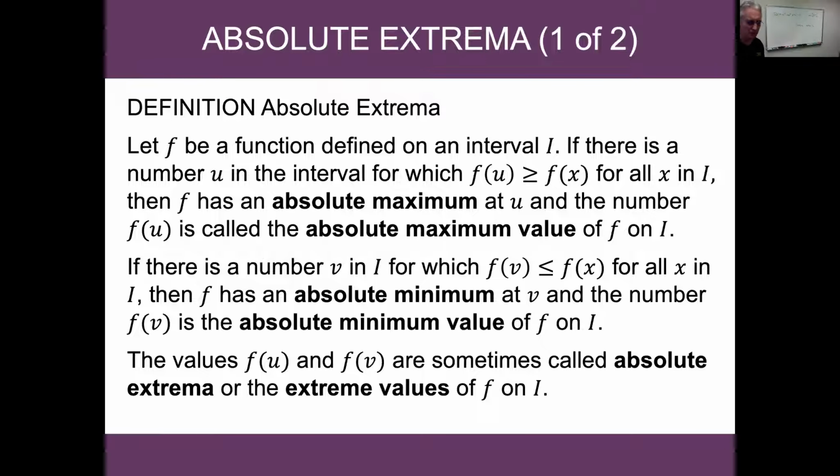So notice there's two different terms there. You're finding the value of x that it is occurring at, and you're also looking at what the function value is at that value of x, whether it's a max or a min. So the values f(u) and f(v) are sometimes called absolute extrema, maximum and minimum, or the extreme values of f on I.